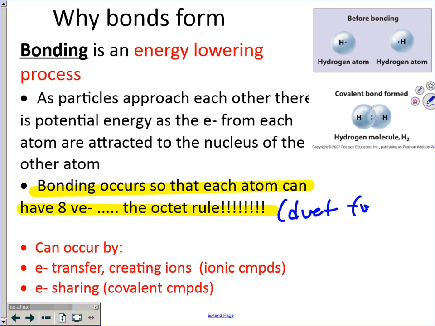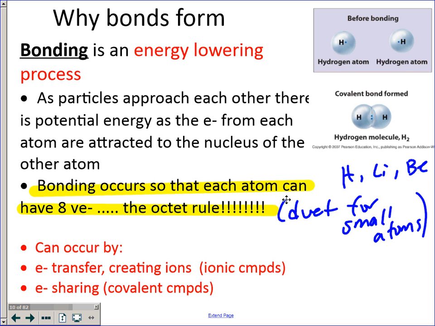So if you want to add that part there. Duet for small atoms, that would be things like hydrogen, lithium, beryllium, boron maybe, it's kind of a weird one. But we know that there's this stability that's achieved by bonding.